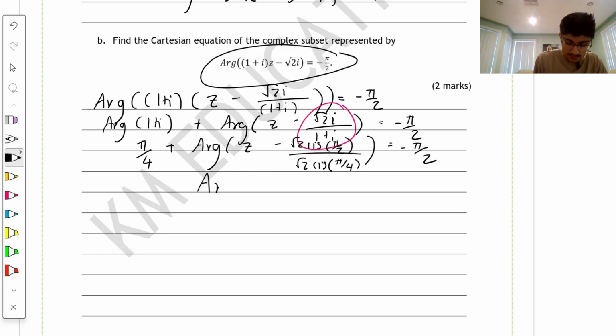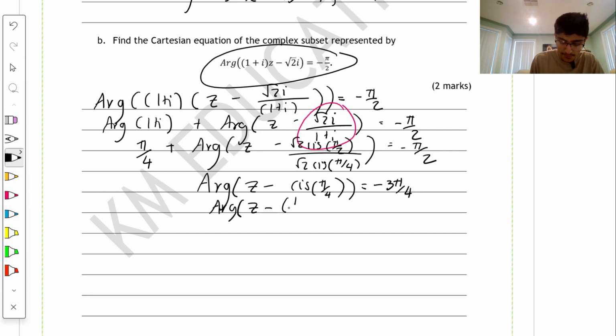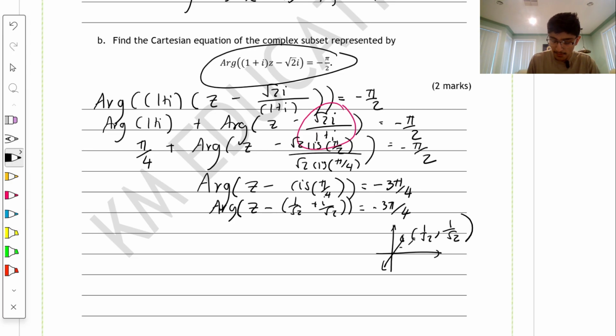Rearranging this, I get arg(z - cis(π/4)) using some of our polar form division rules, and take the π/4 to the other side. I get -3π/4. I can expand this out. So cis(π/4) I know is just 1/√2 + i/√2. So now this is in a form I'm comfortable with, so now I can convert to Cartesian as I did before. I know my origin point is (1/√2, 1/√2), and I know the angle it makes is -3π/4.